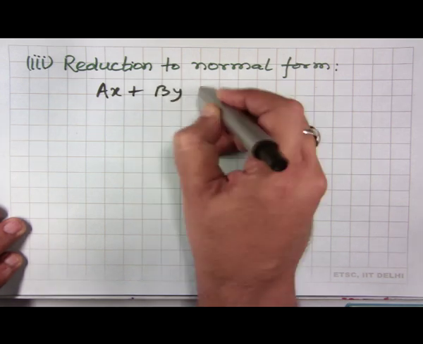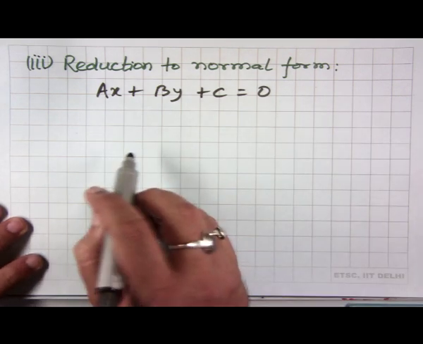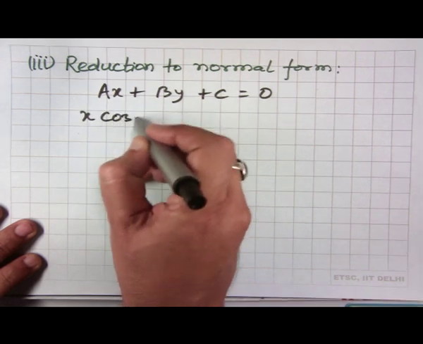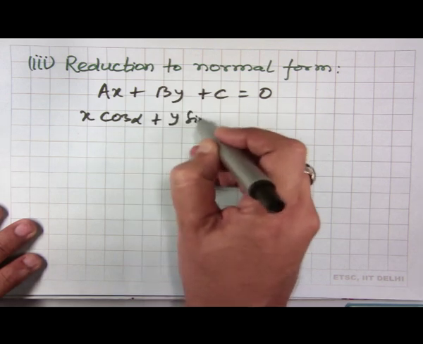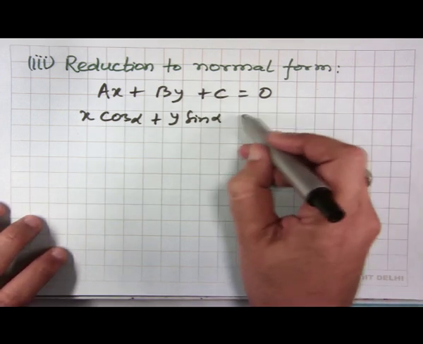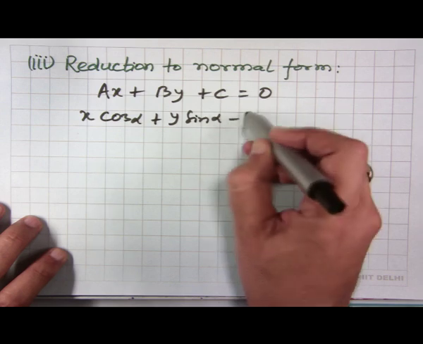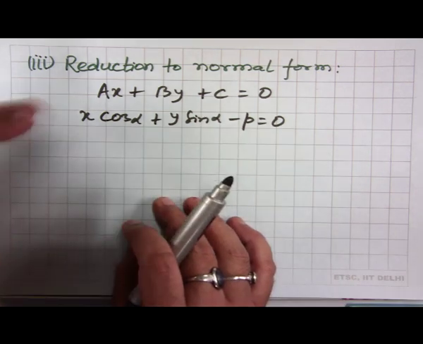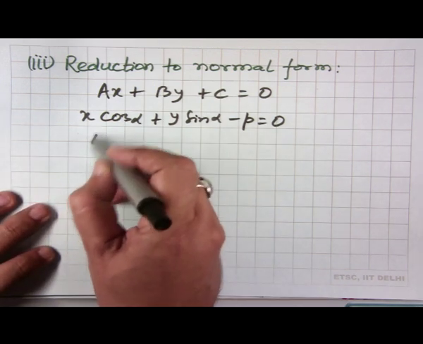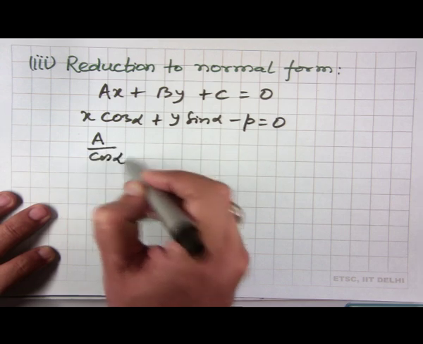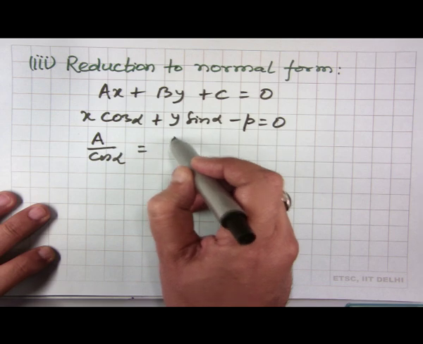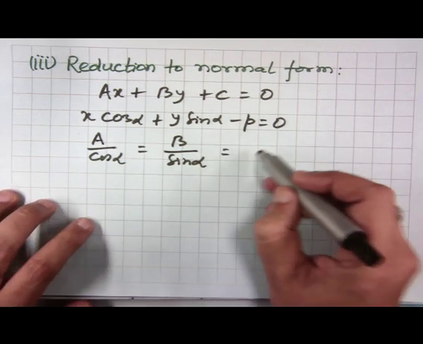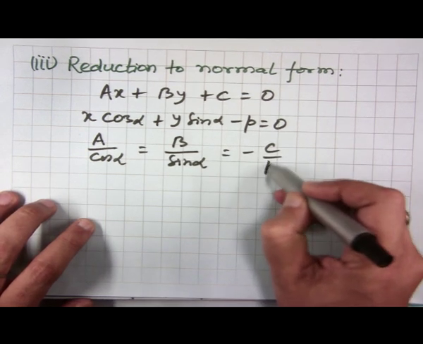Now the third one is very important, that is how to reduce ax plus by plus c equal to 0 to normal form. Normal form means x cos alpha plus y sin alpha equal to p, which we can write as x cos alpha plus y sin alpha minus p equal to 0. Now compare these two equations. When you compare, we will get a by cos alpha equal to b by sin alpha equal to minus c by p.